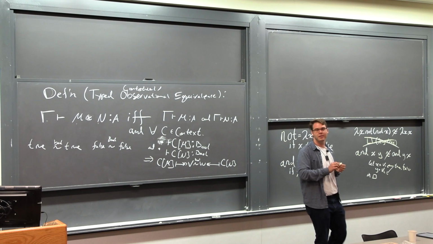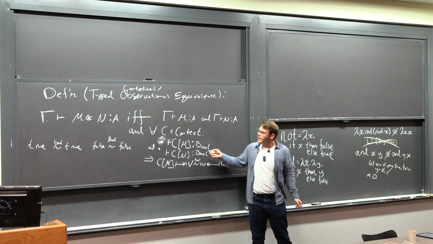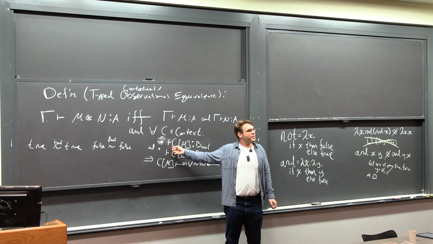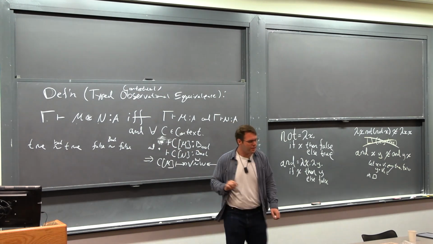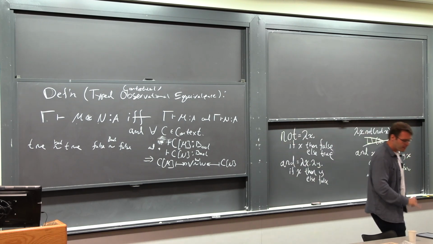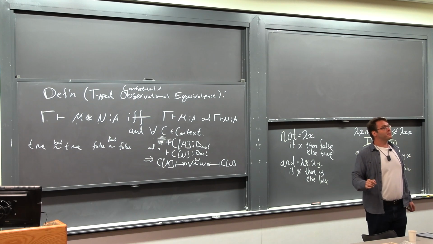Everything you want to know, essentially, if you want to ask a question about a term, you can write a program as some context that takes that term and tests it somehow and then returns true or false, depending on if that property is true. That's the idea. I have two different outcomes that I could have. Does the last line say if Cn reduces? They both have to reduce.